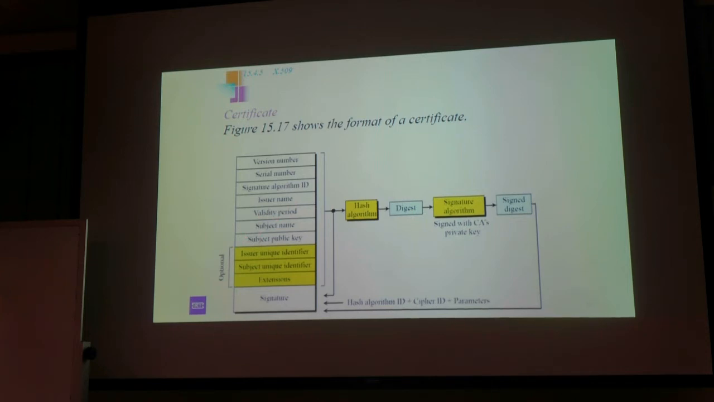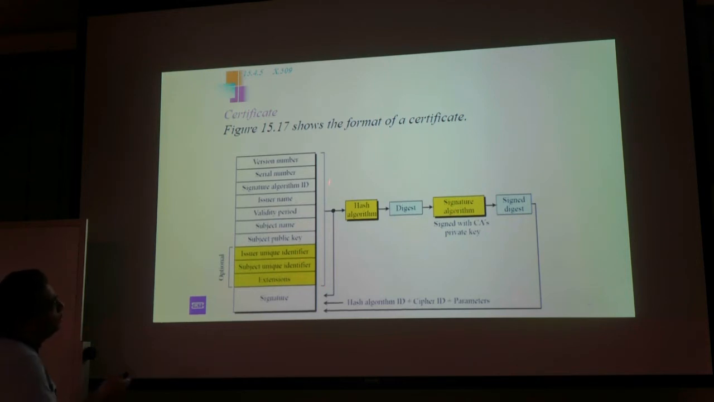Validity period means what? From, to. Many times when you download applications or try to go to a website, they tell you the certificate is expired. That's how you authenticate, by certificates. And when it's expired, what do you have to do? Renew it. That's it. So that's why we have the period, then the subject name, the subject public key. And in here, we also have the issuer unique identifier, the subject unique identifier, extensions, and the signature.